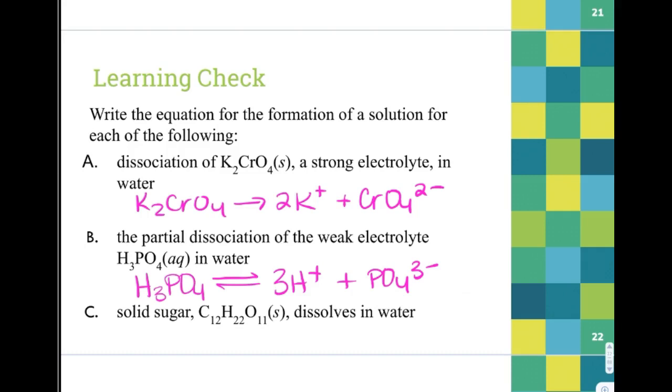And then you have sugar. So how would I write this? I would say the sucrose solid turns into, I can't break this down at all because it's a non-electrolyte. So I'm just going to say, well, now it's turned from solid to aqueous because it's dissolved. That's the only thing that you can do for those.